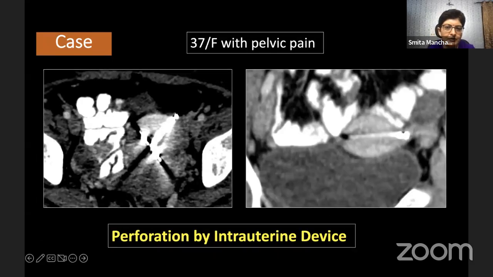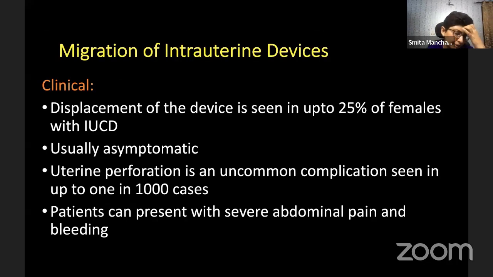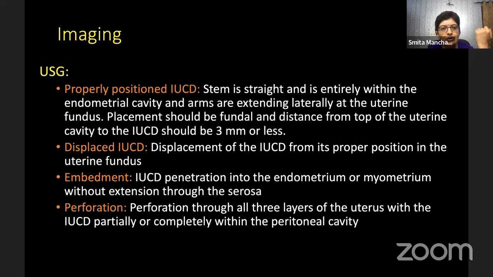Another CT image. Here we can see that this is the reconstructed image. Here the margin is protruding beyond the serosa. So perforation. This is also classified according to different terminologies, which I'll just brief. Clinically, it is usually seen in about 25% of the patients. Mostly they are asymptomatic, but they can present with severe abdominal pain and bleeding. If it's a properly positioned IUCD, then the stem is straight and entirely within the endometrial cavity, with arms extending laterally at the fundus.